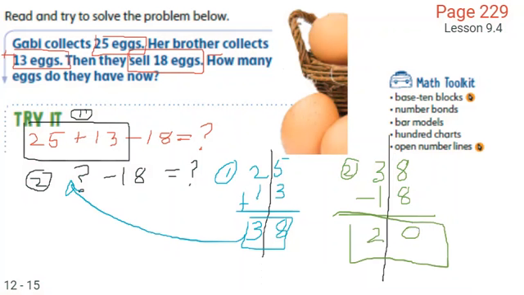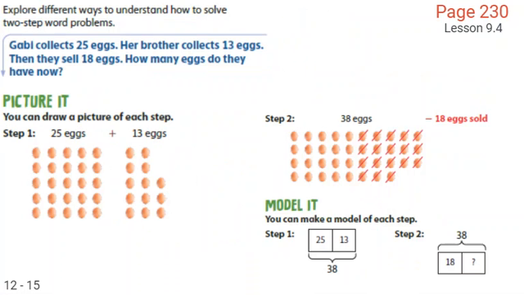All right, so let's go to the next page here. Well, let's picture it. Remember 25 plus 13? You have pictures here. We can look at this. 1, 2, 3, 4, 5, 6, 7, 8, 9, 10, 11, 12, 13, 14, 15, 16, 17, 18, 19, 20.